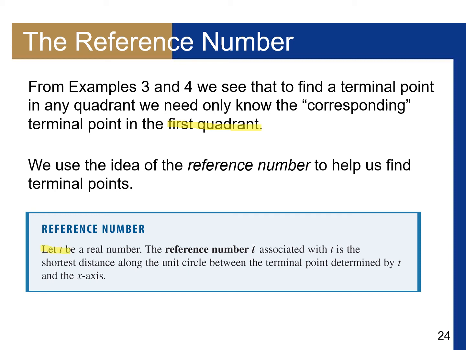So when we know that, we say let t be a real number, and the reference number t-bar associated with t is the shortest distance along the unit circle between the terminal point determined by t and the x-axis.